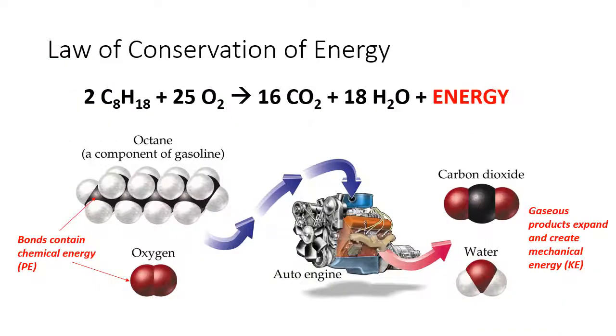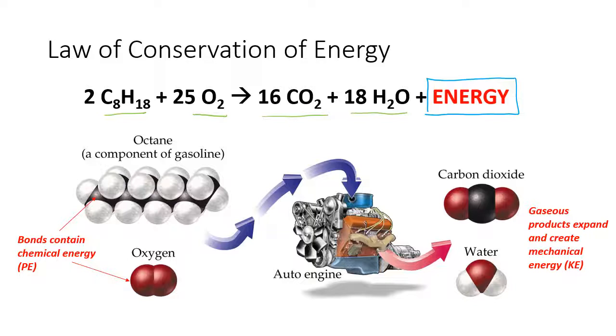The law of conservation of energy also holds true for chemical systems. In this example, our equation represents the combustion of octane. Octane is a hydrocarbon that contains only carbon and hydrogen. Combustion means it's being reacted with oxygen, and the products are gaseous carbon dioxide and gaseous water. We can also say that energy is a product of this reaction because the combustion releases a great amount of energy.